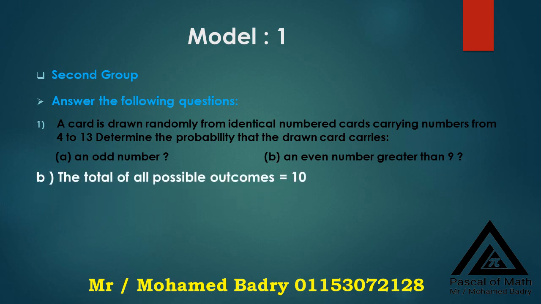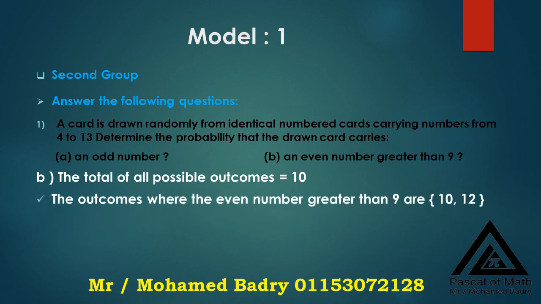B, the total of all outcomes equals 10. Okay, but the outcomes where the number is even and greater than 9 are the set of 10 and 12. Okay, they are 2 outcomes. Therefore, P of B equals the outcomes over the total of possible outcomes equals 2 over 10 equals 1 over 5.